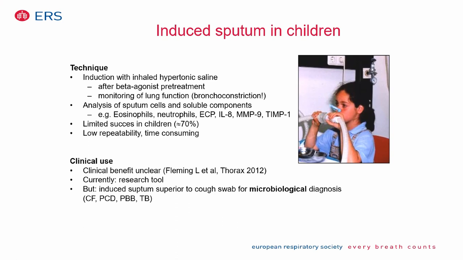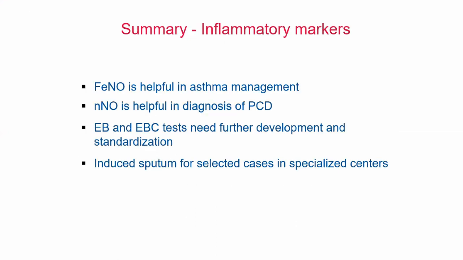But of course, it's a technique that is very important for microbiological analysis, where you will use this to look for bugs, for instance, in cystic fibrosis, in protracted bacterial bronchitis, in PCD, or in tuberculosis. So this is the summary of my talk. FeNO is helpful in asthma management. In diagnosis for PCD, you will use nasal NO, and the other tests, breath condensate and induced sputum, are still more for research. Thank you very much for listening.